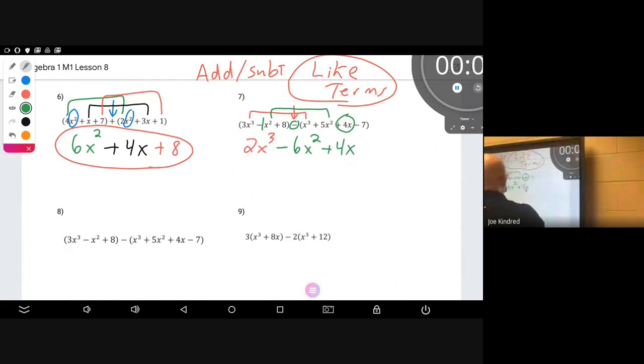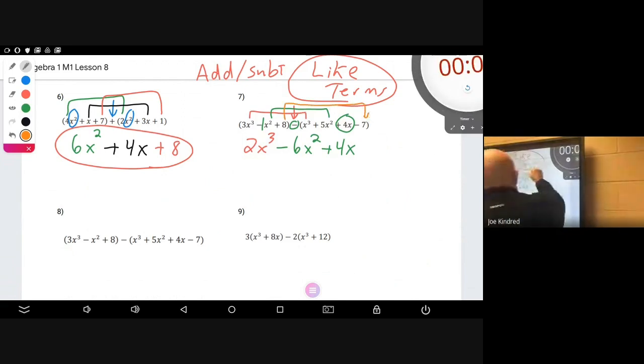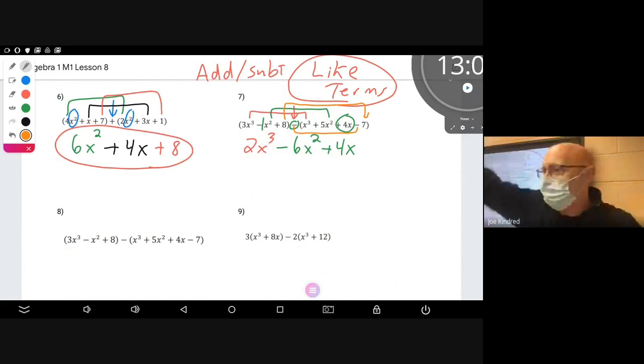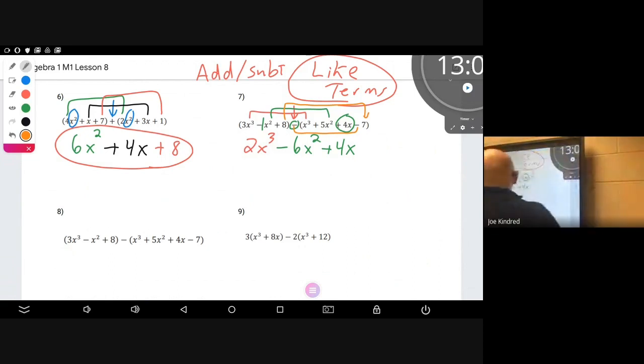And then finally, and if you're in class today, you can go back and watch this video. Finally, 8 minus a minus. What do we know about minus a minus? It turns into plus. So 8 minus a minus turns into plus, so you have plus 15. So your answer is 2x cubed minus 6x squared plus 4x plus 15. That seems like a little more complicated.